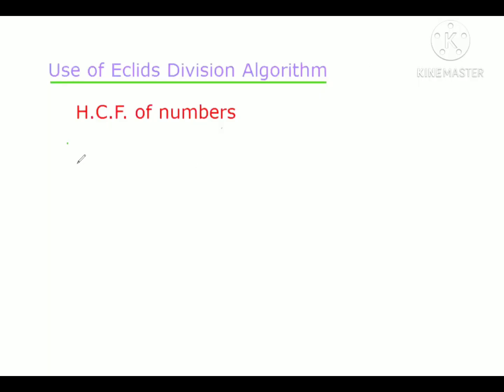Use of Euclid's division algorithm: we use it to find the HCF of numbers. So, how to find the HCF of numbers? Let us take an example. Find the HCF of 72 and 96.